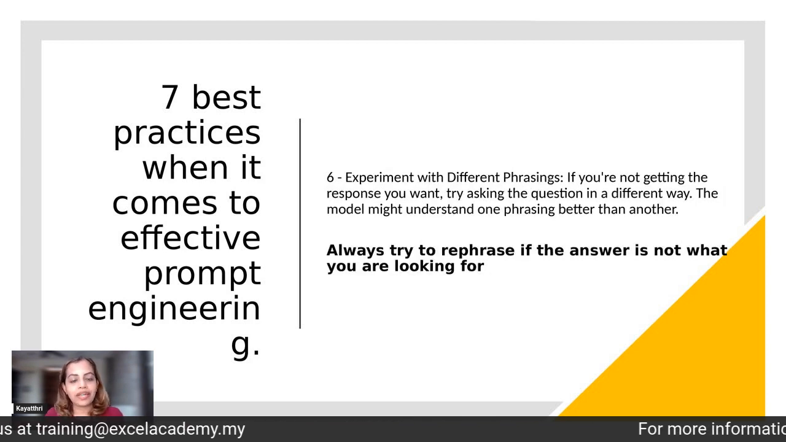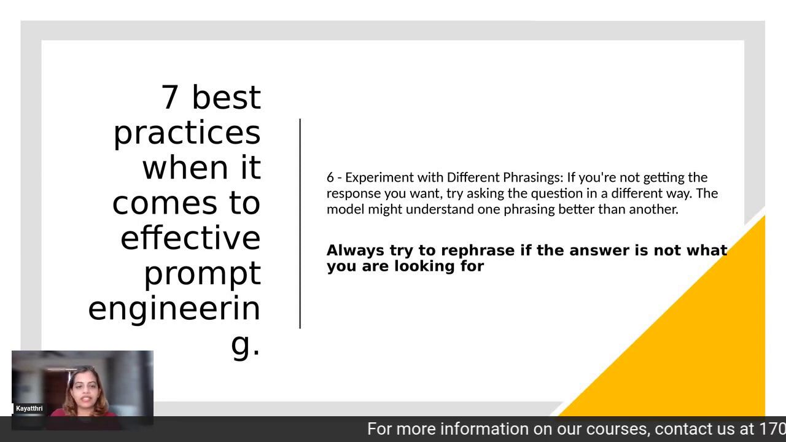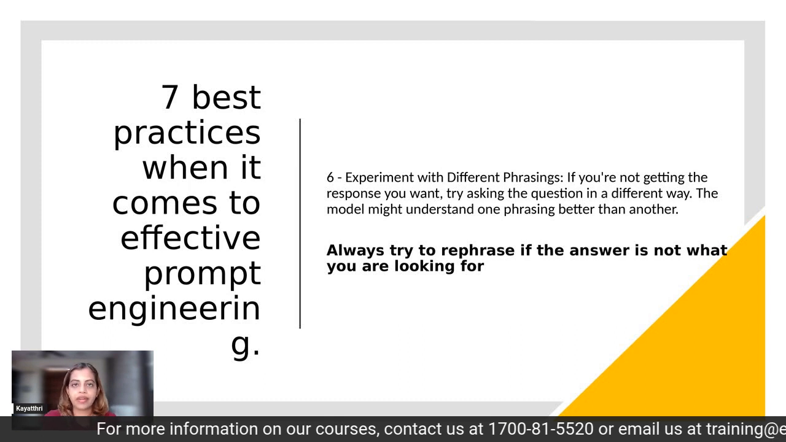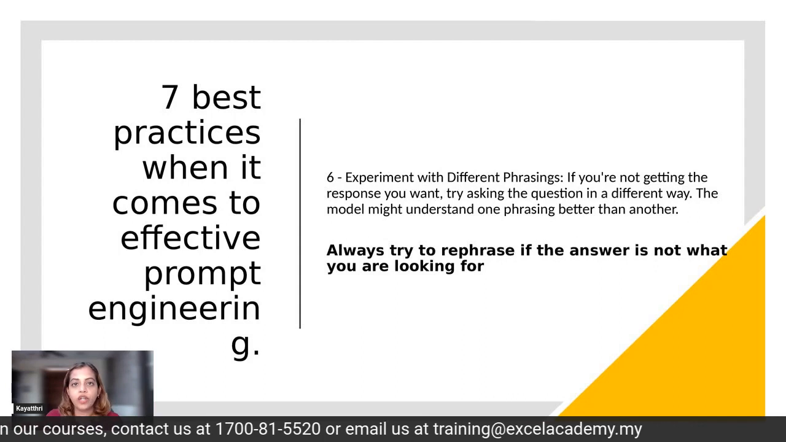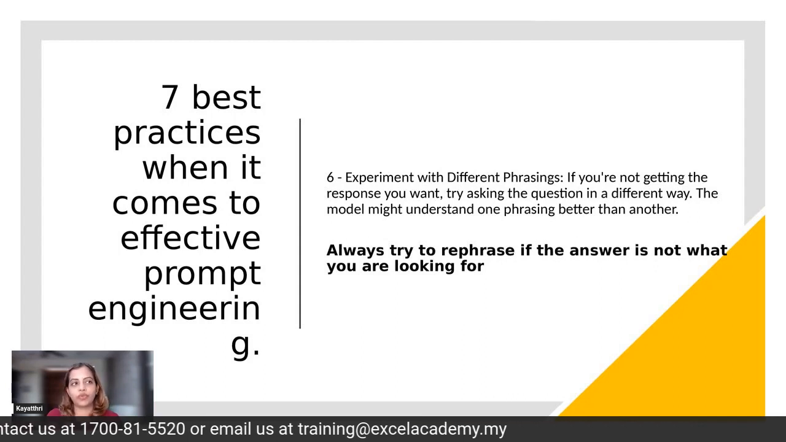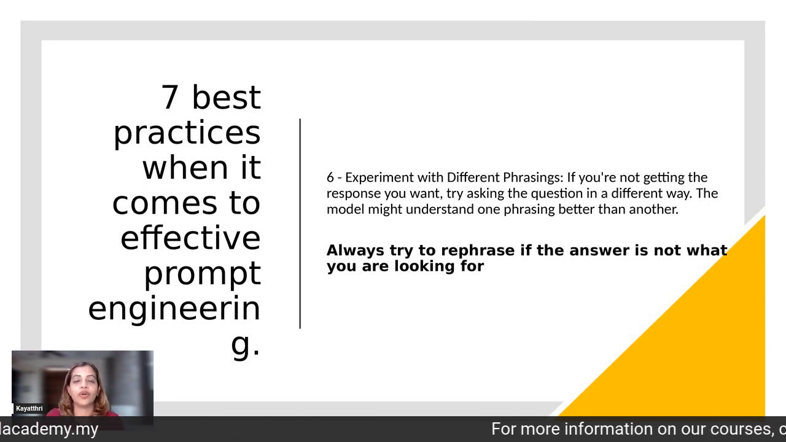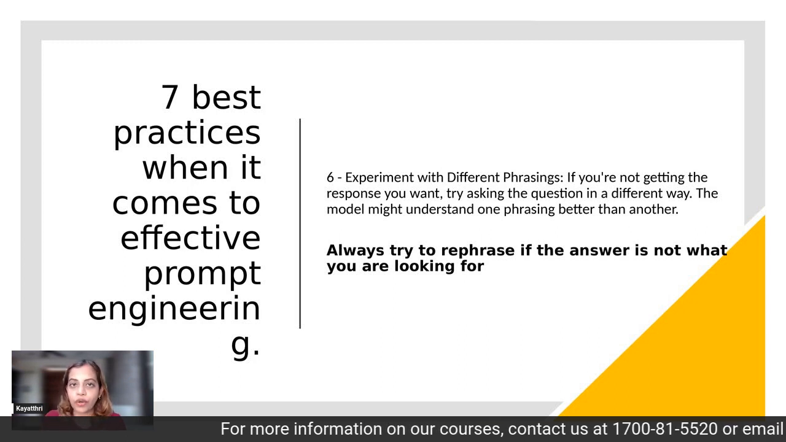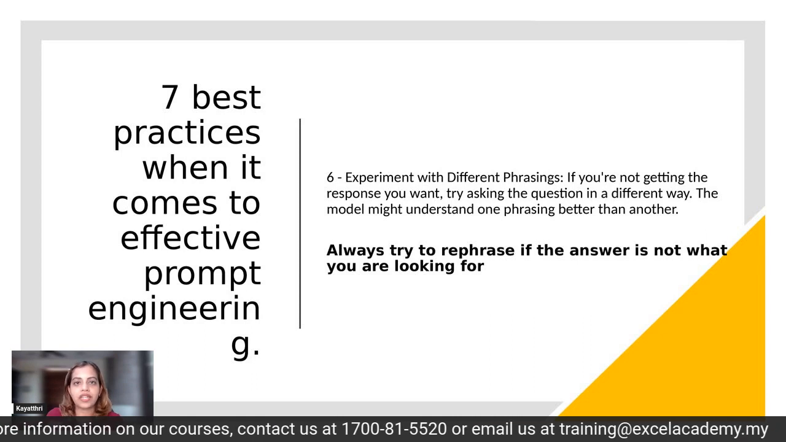Then the sixth one is to experiment with different phrasings. For example, if the first time you didn't get the response that you want, rephrase your question. Always rephrase your question. Don't keep using the first question and then tell it, "No, I don't want this, do it again." It's not going to work because you're not rephrasing your question. For the second prompt, try to rephrase the question. Probably the keywords are not there.